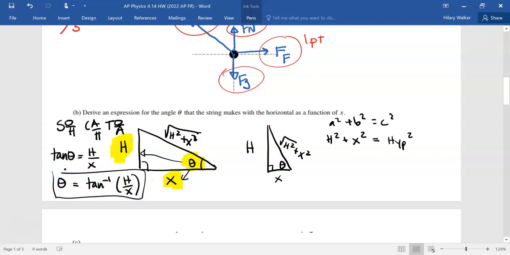Great. So the rubric for this one is 1 point just for recognizing an expression that you're going to need to use, like sine, tangent, cosine, whatever it is. And then 1 point for a correct expression for theta. So this is out of 2 points.